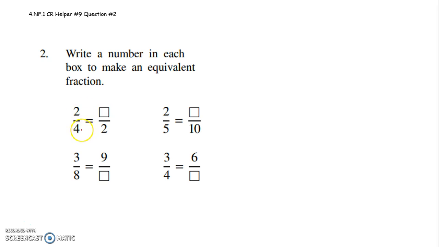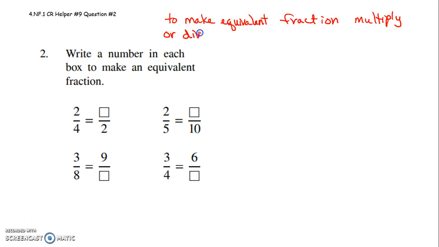So we know if we want to make equivalent fractions, you have to multiply or divide the numerator and denominator by the same value. To make equivalent fractions, you must multiply or divide the numerator, the top number, and the denominator, the bottom number, by the same number.